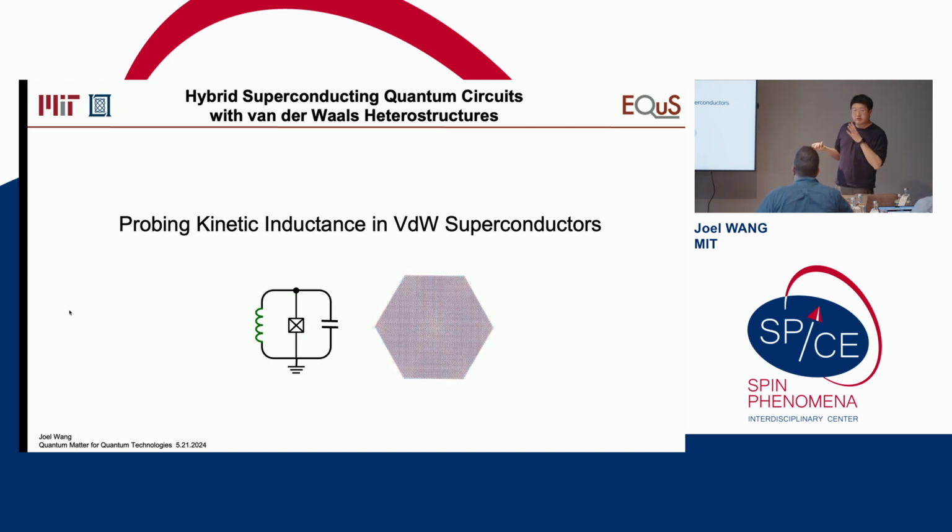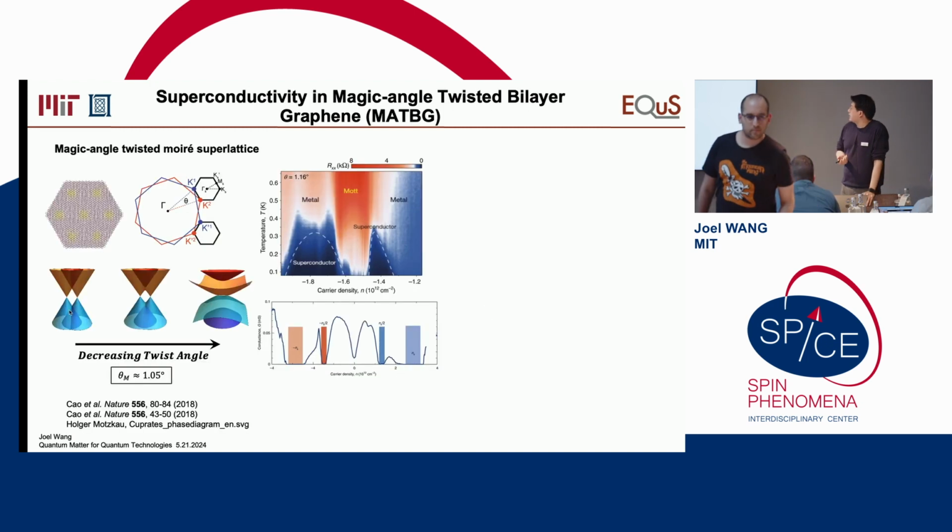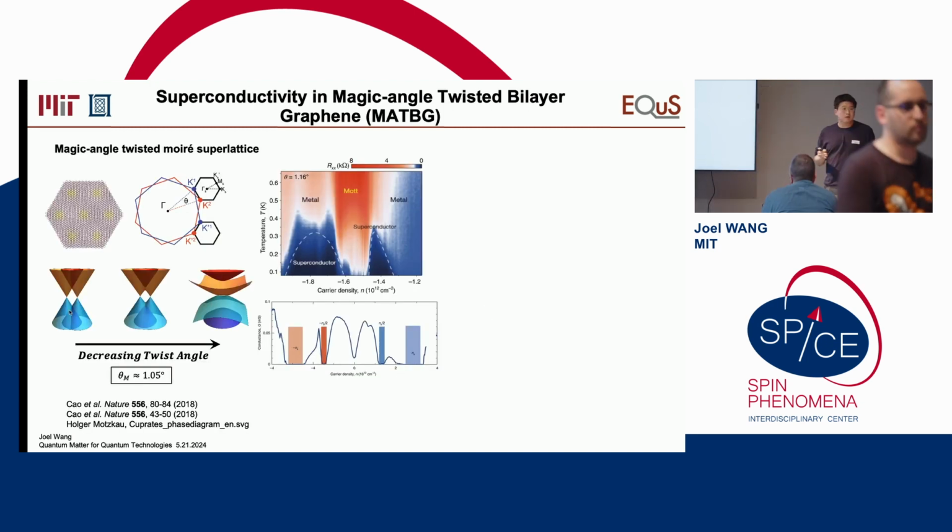So what I'm going to talk about for the rest of the talk is probing the kinetic inductance in van der Waals superconductors. The van der Waals superconductors I'm going to talk about include magic angle twisted bilayer graphene, as well as one of the TMD superconductors, niobium diselenide. Okay, to start with, I think we heard a little bit about magic angle twisted bilayer graphene.